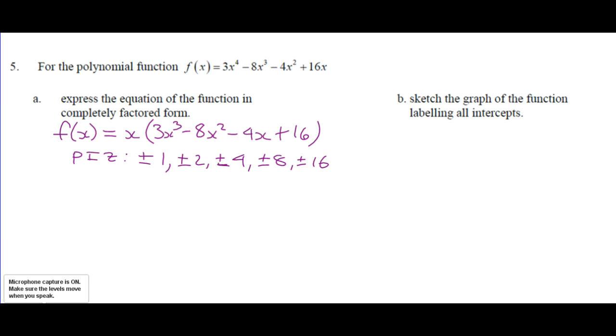It's always a good idea to start with 1. What are we going to get? 3 minus 8 minus 4. We're going to get like 19 minus something, so 1 isn't going to work. Negative 1 will flip some signs. This will become negative 3, minus 8 is negative 11, plus 4, no, that's not going to go right, because that's going to be like plus 20. So not that. 2, I don't know. Let's just try dividing by x plus 2 and see what happens.